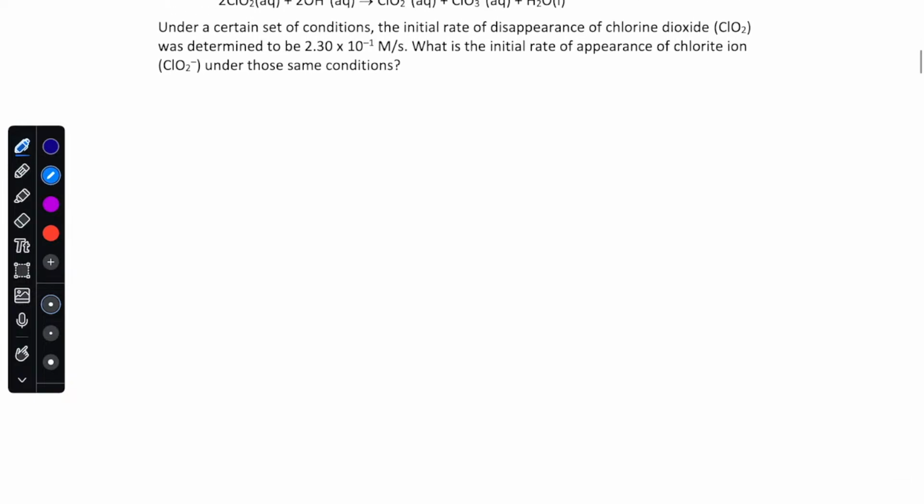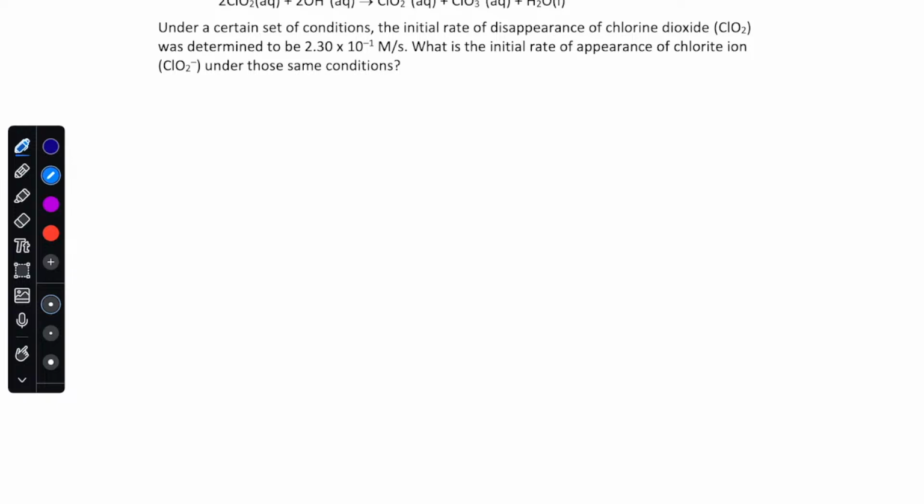All right, question 4. Now we're doing some actual calculations here. Chlorine dioxide reacts in basic water to form chloride and chlorate according to the following chemical equation. Under a certain set of conditions, the rate of disappearance of chlorine dioxide was determined to be 2.3 times 10 to the minus 1. What's the initial rate of appearance of chlorite ion under these same conditions?